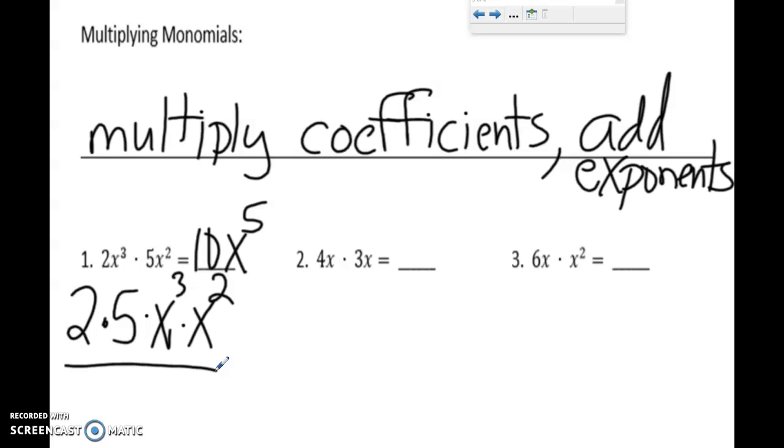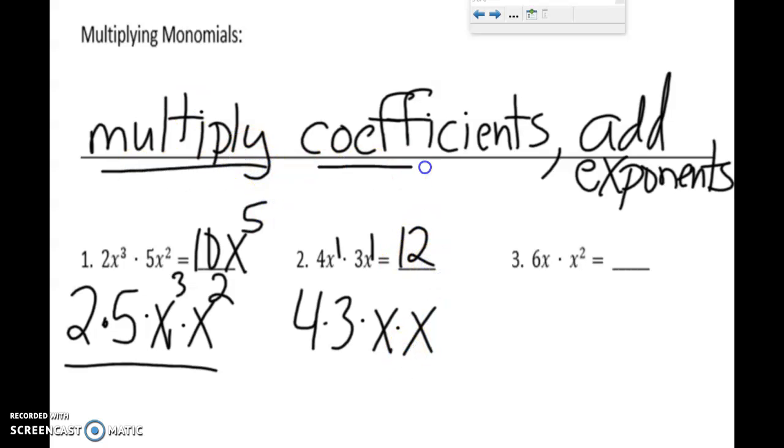With the next one, 4x times 3x, remember, drop in the 1s just to make sure we remember they're there. 4 times 3 with 1x and another x. So that's going to be same old 12, still multiplying coefficients, that number in front, but then adding the exponent. So the 1 plus 1 making 2.